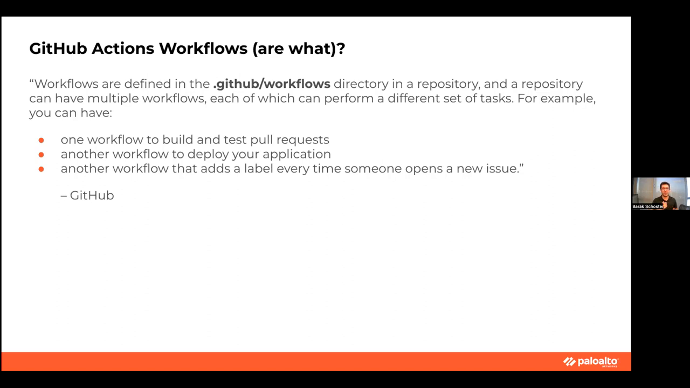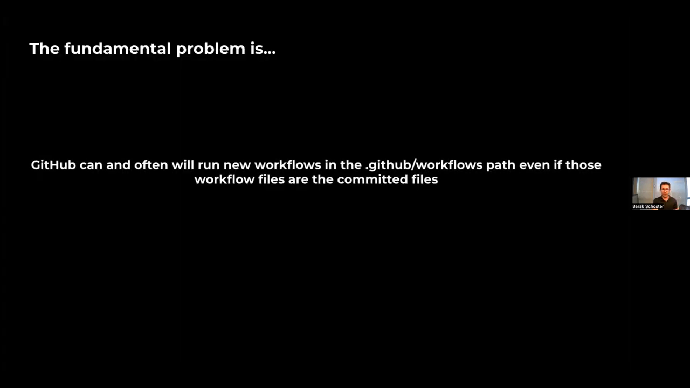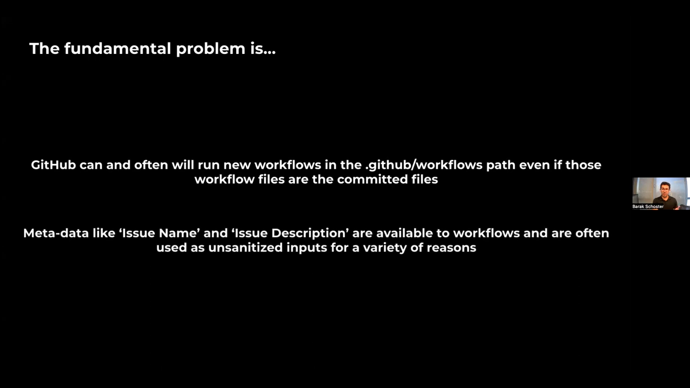The GitHub workflow files are stored in the workflows directory within a code repository to perform different tasks, to build, to test, to deploy, to label a new issue. All of those are mentioned in the GitHub documentation. The fundamental problem of it is, one, someone can commit a new file to your workflow system, and by that, trigger a new workflow to be executed.